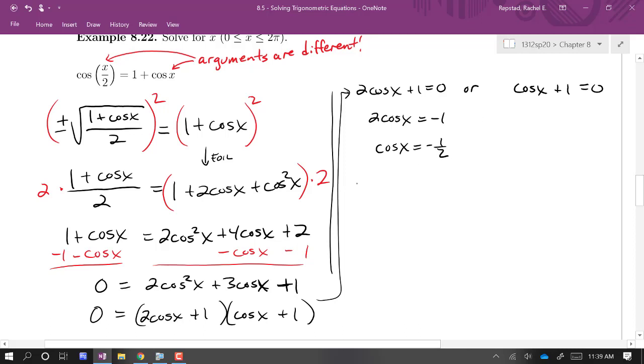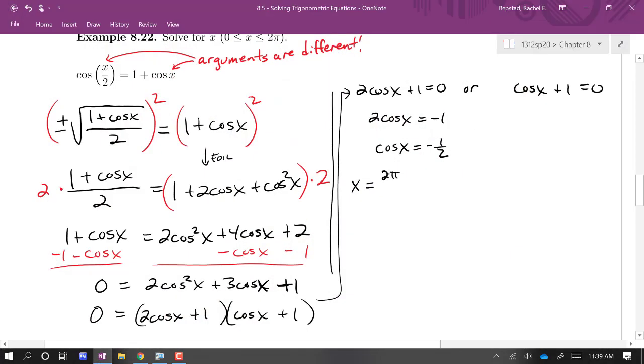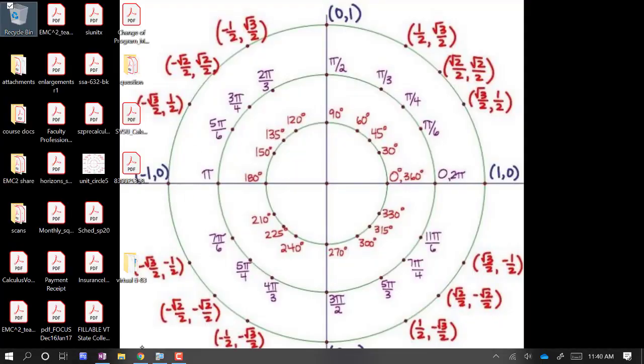And there are two angles for which cosine is negative a half. I'm going to go to the unit circle. I'm looking for where the x coordinate is negative a half. That happens here at 2 pi over 3 in the second quadrant, and over here in the third quadrant at 4 pi over 3. With this other equation, we find that cosine x is negative 1, and there's only one spot where cosine is negative 1. That's at the extreme left, over here at pi.